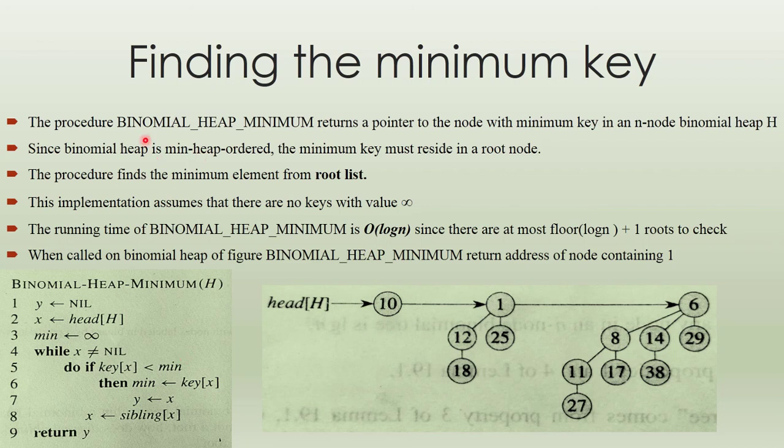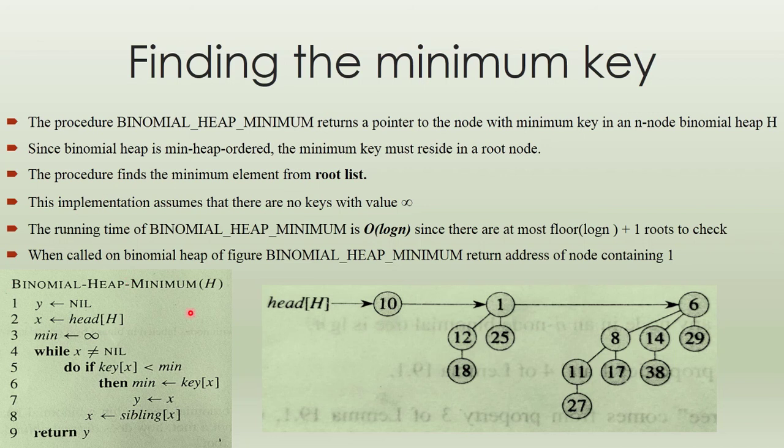So here, with the help of binomial heap minimum, we are just finding the minimum element from the root list. The running time of binomial heap minimum is O of log n, since there are at most floor of log n plus 1 roots to check. Because here we are only searching in the root list, and the maximum number of roots possible is floor of log n plus 1. So the complexity for this procedure will be O of log n.